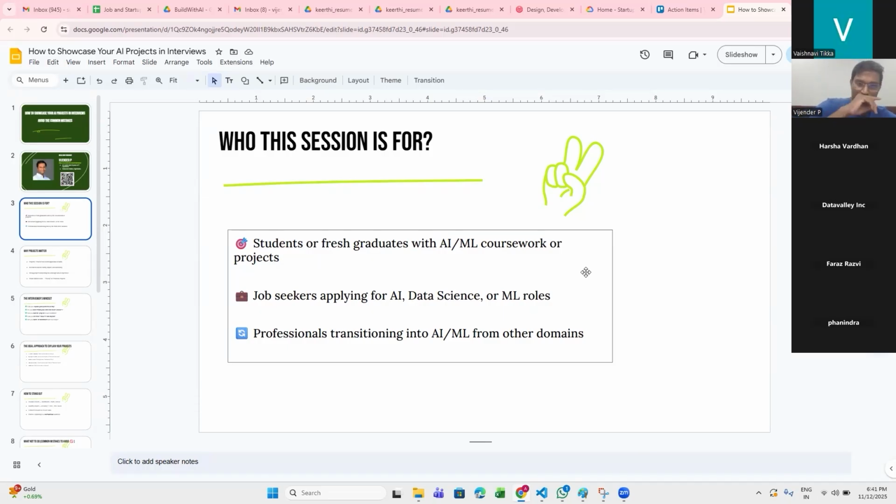More often than not, the rules apply for everyone. The rules are the same, right? It's not that you will have different rules for fresh graduates versus those who are already working professionals. The rules apply the same. It might just vary depending on the intensity of how you apply some of these concepts, depending upon what stage of career you are in, right? And we'll talk about this in more detail as we proceed.